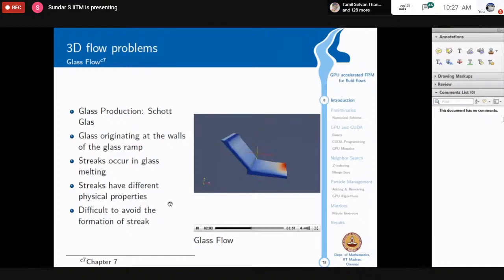That is natural. But once you know at what point of time the streaks will form, we can have a control in order to make sure that the streaks are avoided. So that you don't need to stop the entire process. This is a very important problem from this company.